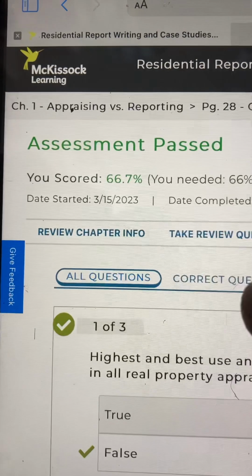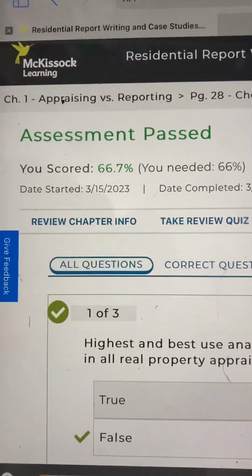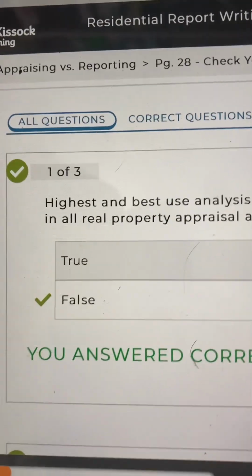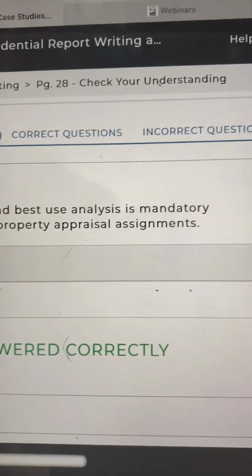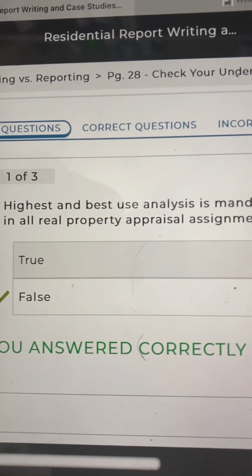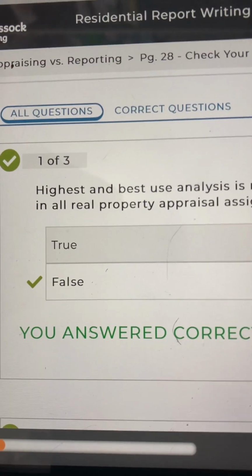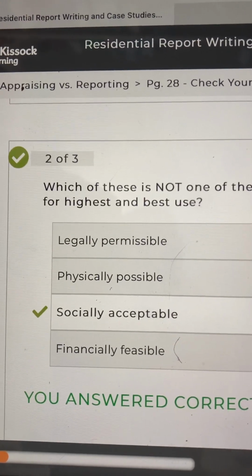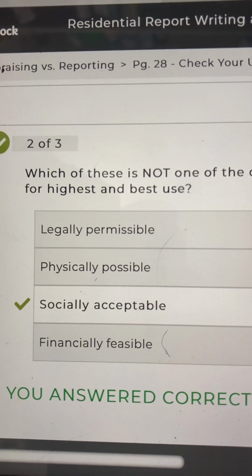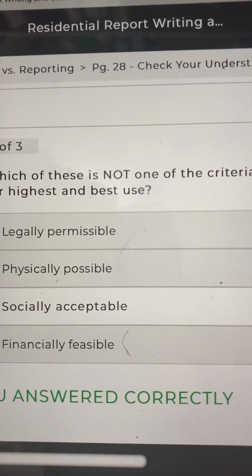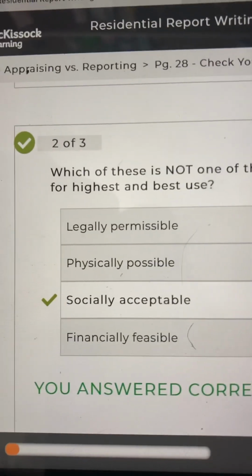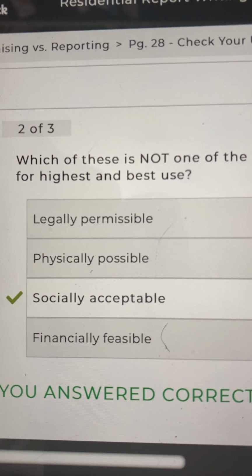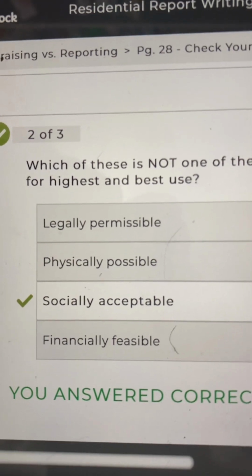Assessment completed. Finish. Wow. You passed. You got a 66.7%. I thought I got 100, but let's find out. Number 1. Highest and best use analysis is mandatory in all real property appraisal assignments. True or false? You said false, and that is correct. Number 2. Which of these is not one of the criteria for highest and best use? You said socially acceptable, and that was correct.